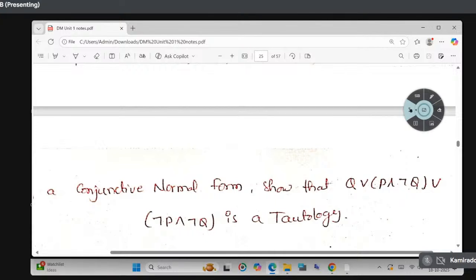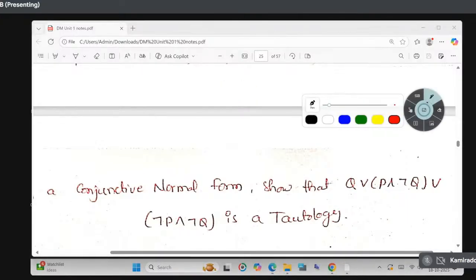Ma, check with your question. Any common letters are there? Any common words? How can we convert it into the form of T? Anything in common? Check with your question. So here the question is Q or P and negation Q or negation P and negation Q. Okay. So is any term there which is in common? Is there any term, Ma?